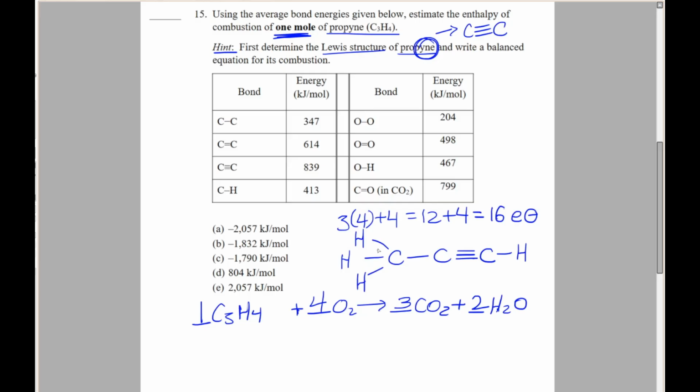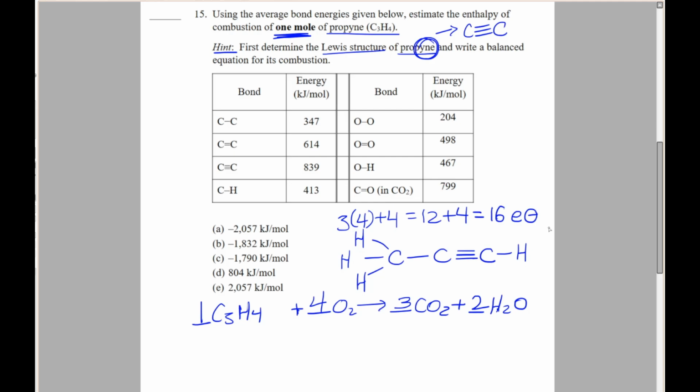And just to check, we have 1, 2, 3, 4 bonds for this carbon on the left side. We have 1 and then 3 bonds, which is 4 bonds for this central carbon atom. And then we have 3 plus 1, 4 bonds for this right side carbon atom. So this is our propyne structure.